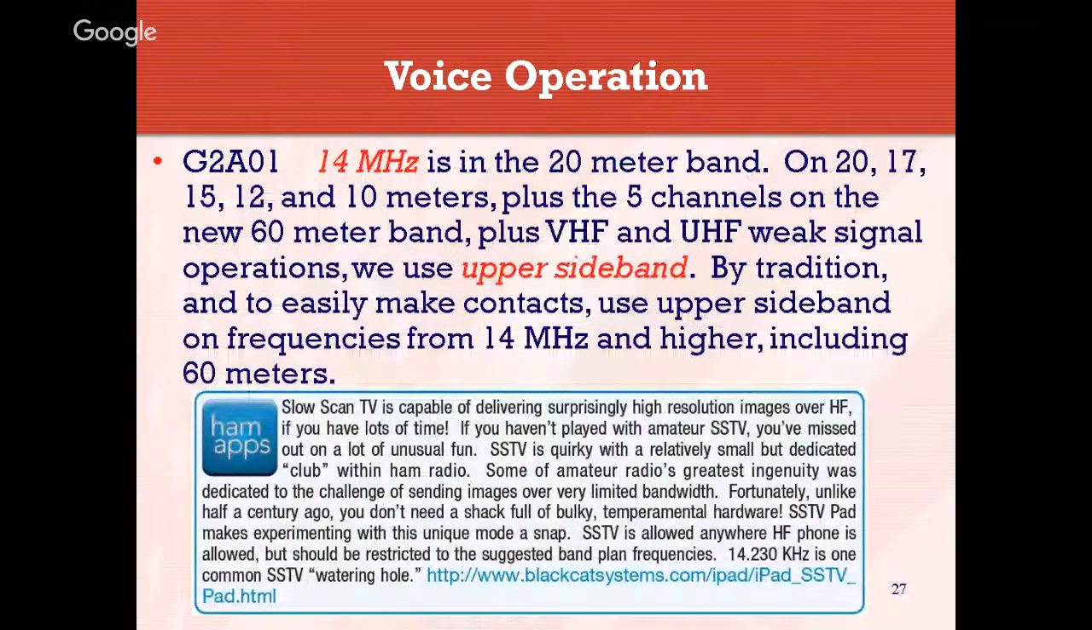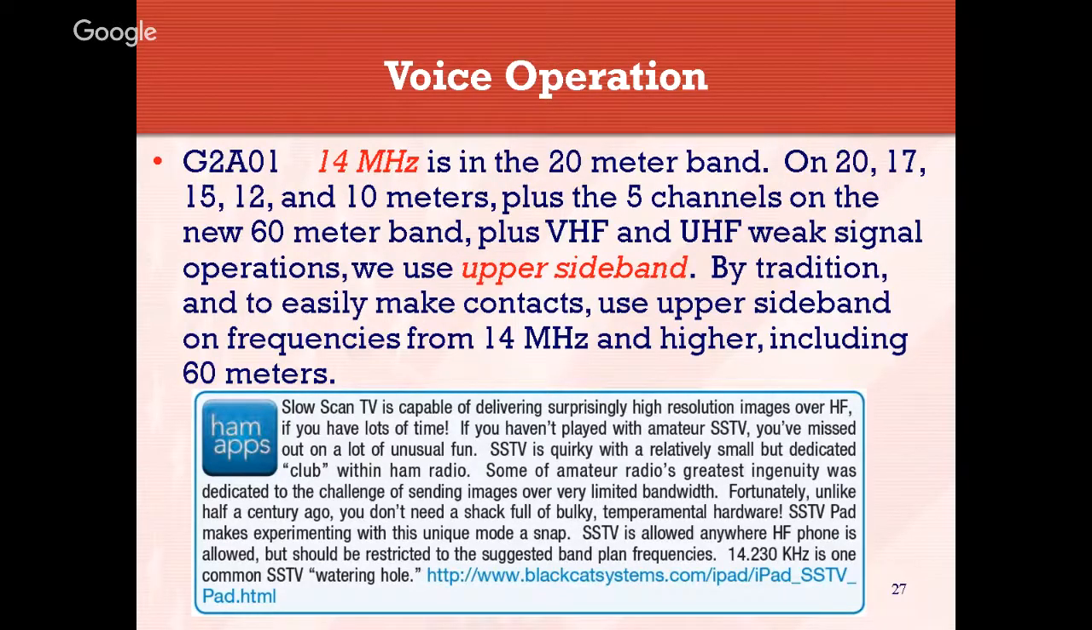Okay, 14 megahertz is in the 20 meter band. On 20, 17, 15, 12, and 10 meters, plus the 5 channels on the new 60 meter band, plus VHF and UHF weak signal operations, we use upper sideband. Anytime you're using sideband on any of those frequencies above 20 meters, even if you're working 2 meter sideband or even UHF sideband or 6 meter sideband, we typically use the upper sideband to communicate with. So by tradition and to easily make contacts, use upper sideband on your frequencies from 14 megahertz and higher, including 60 meters.